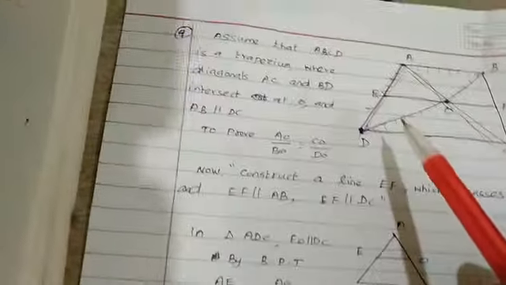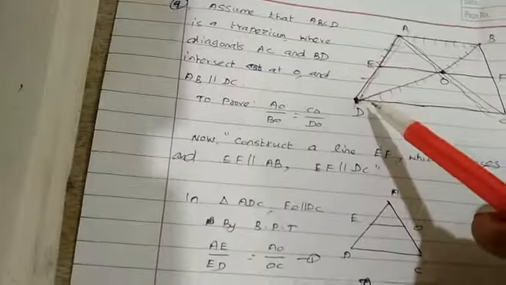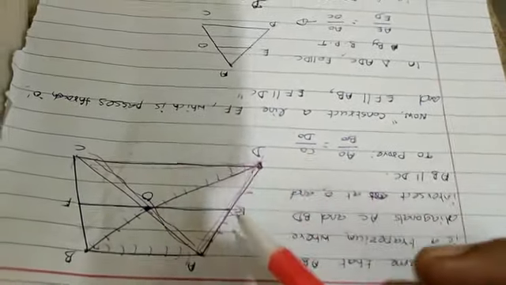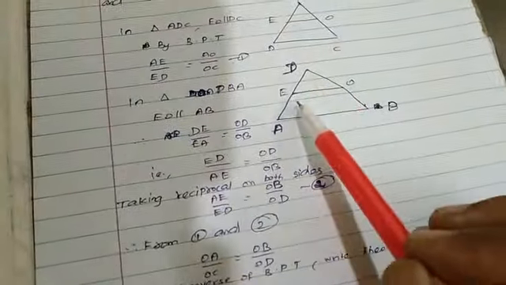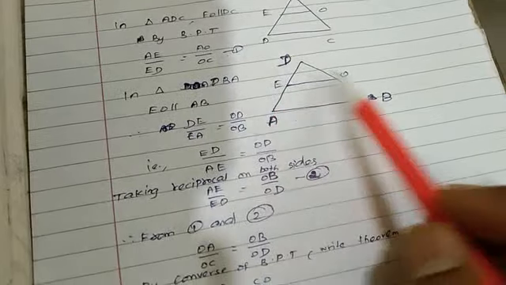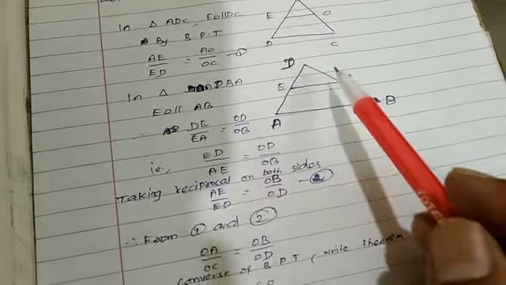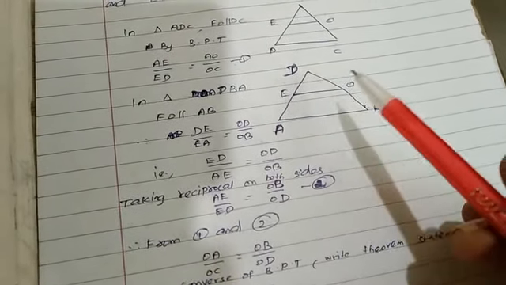Now, in the triangle ADB, I have written the reverse case. So OD divided by OB equals ED divided by EA, that thing. So that's why I have written like that. EO is parallel, so DE divided by EA equals OD divided by OB, or DO divided by OB.